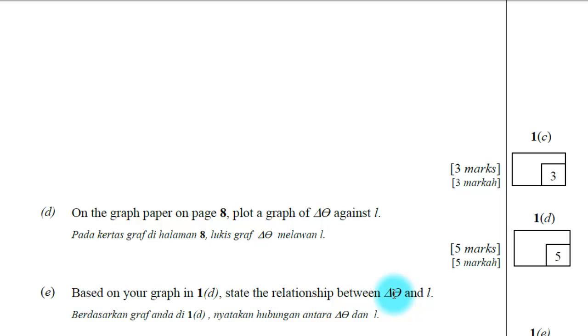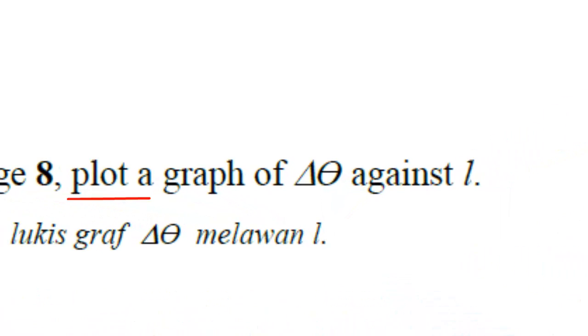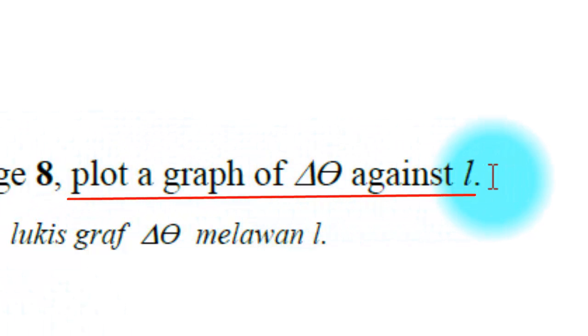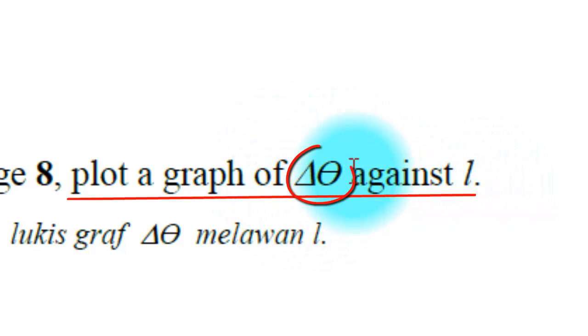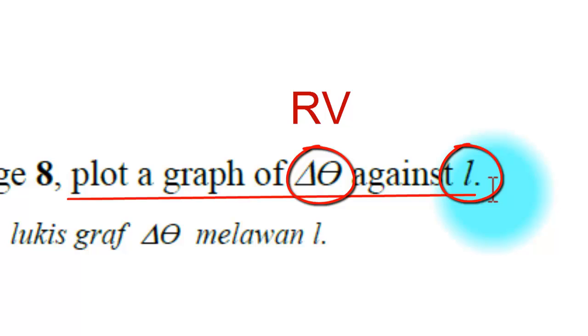So there are two ways to determine the manipulated and responding variable. One is by looking at what graph you need to plot, like this, graph of delta theta against L. The first variable mentioned will be the vertical axis, which will become your responding variable. So in this case, delta theta is your responding variable. And the second variable mentioned will be the horizontal axis. So in this case, L will be the manipulated variable. That is one way. Another way is by looking at the first sentence.